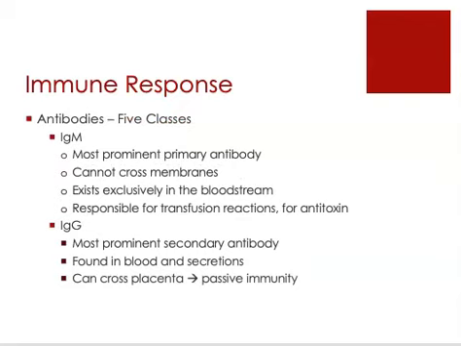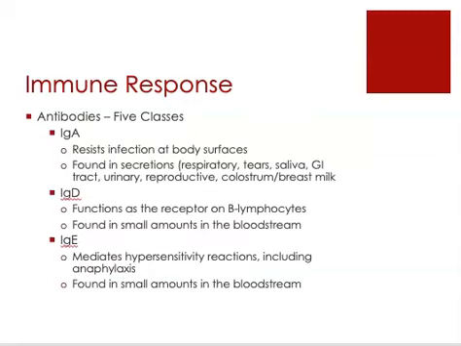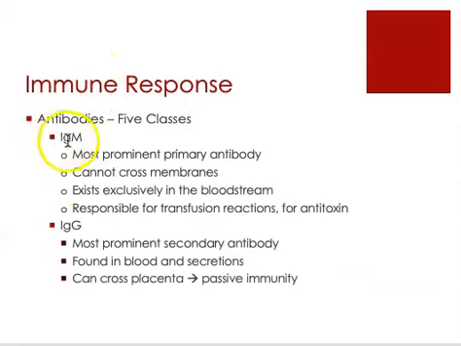Now let's take a minute and look at the different types of antibodies. There are 5 classes of antibody, and these are referred to as IgM, IgG, IgA, IgD, and IgE. The Ig part of the name stands for immunoglobulin, which, if you recall, is just another term for antibody.